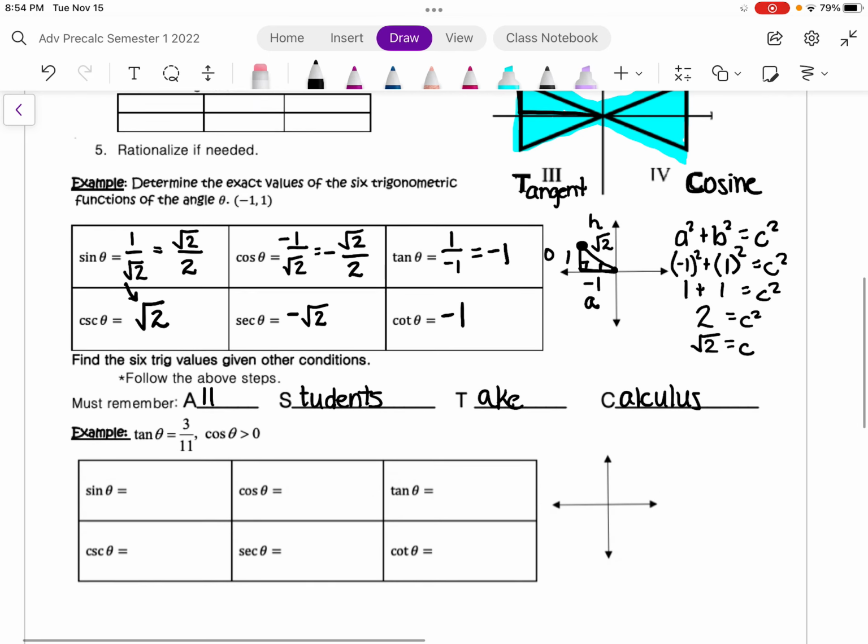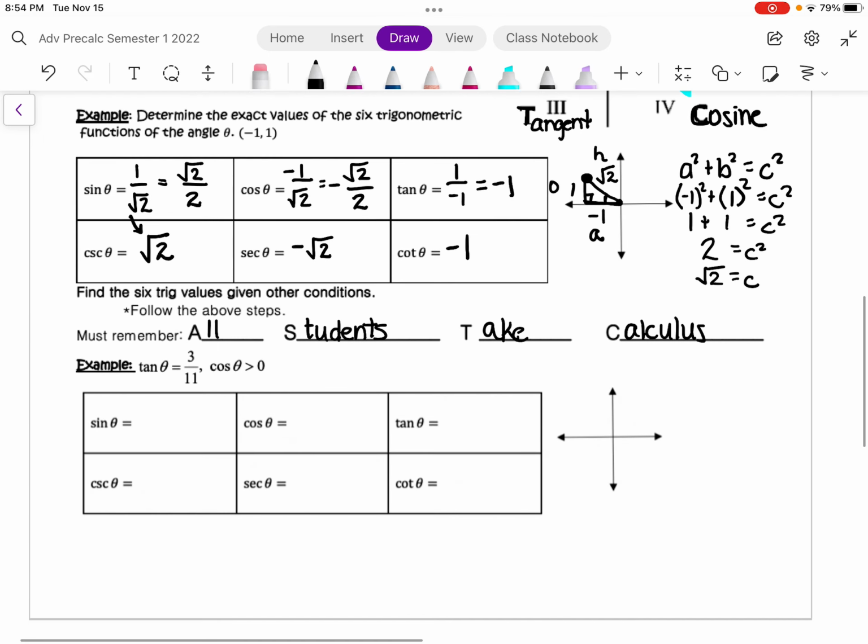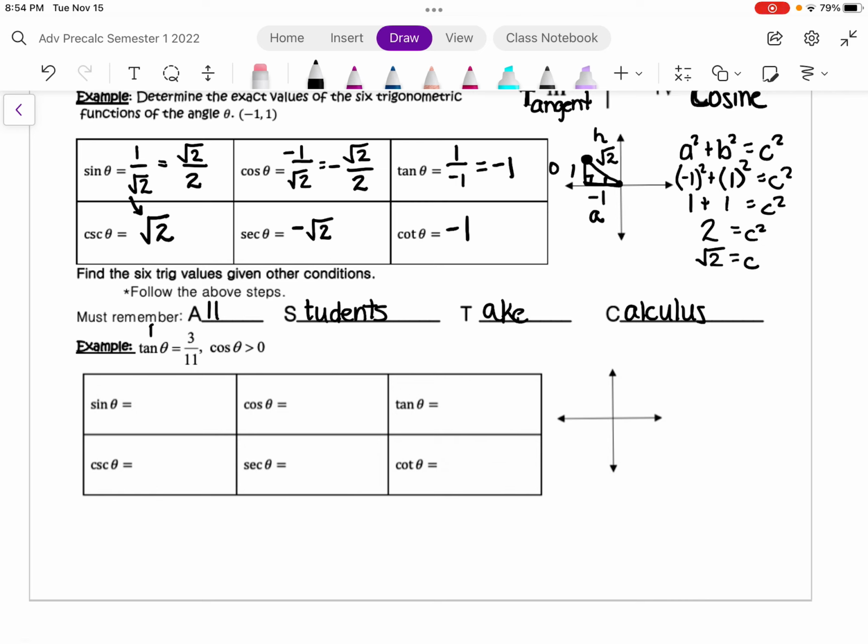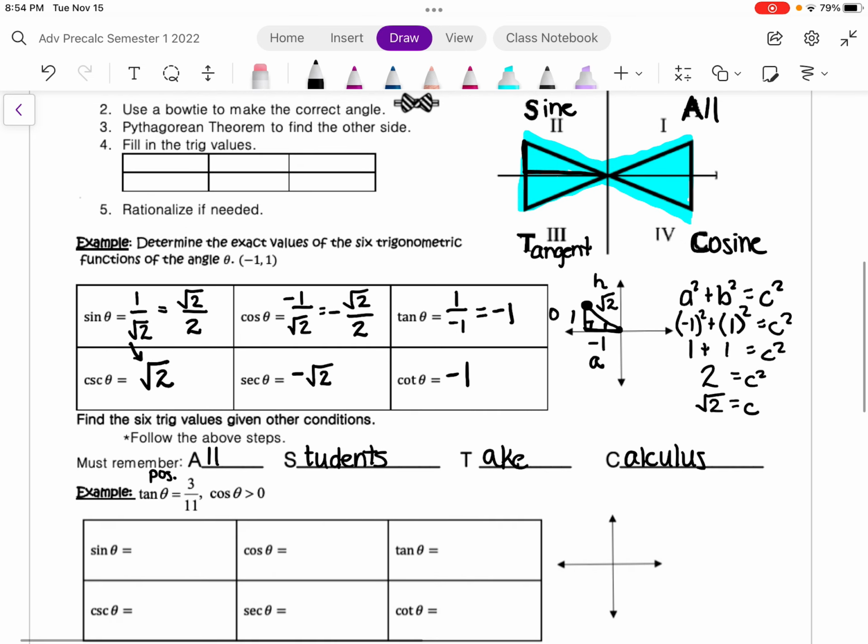So you're like, what are you talking about, Ms. Reidner? Well, let's take a look. Tangent is positive in this example because the answer to tangent is 3/11. Looking at my little blue bow tie up here, tangent is positive in quadrant 1 because everything is, or quadrant 3 because just tangent is. All right, so I've got it narrowed down, 1 or 3, 1 or 3.